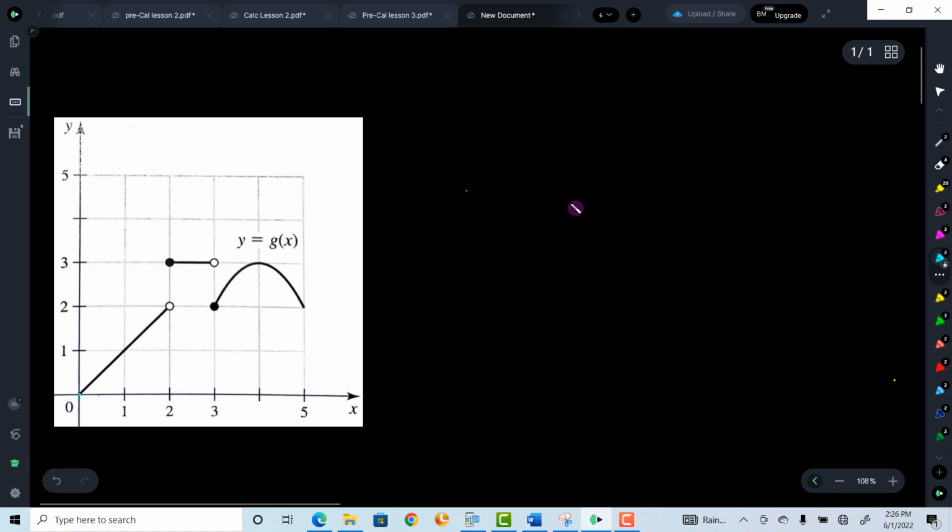So we'll start with just a couple simple questions. What is g of 2? So when we ask what is g of 2, we mean when x equals 2, what is the y value, or what does g of x equal? So if we look at this graph, g of x would be 3.